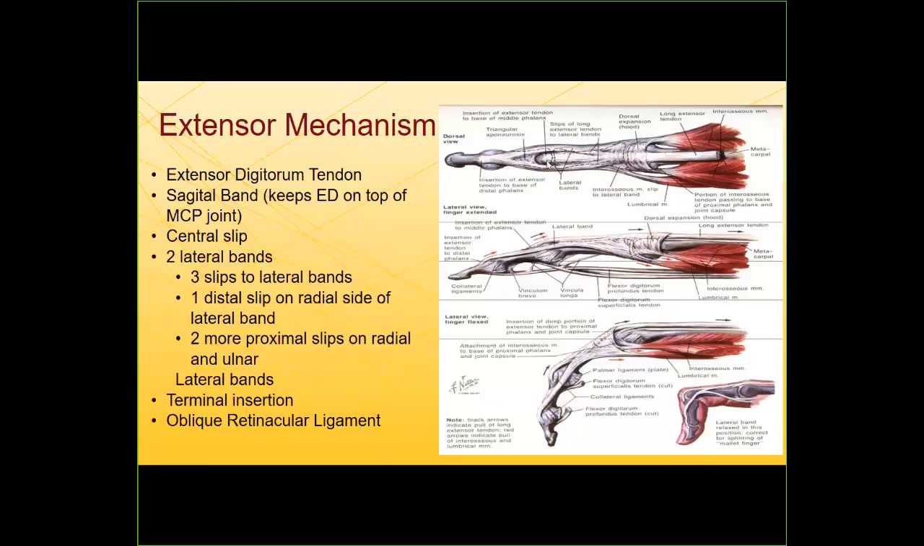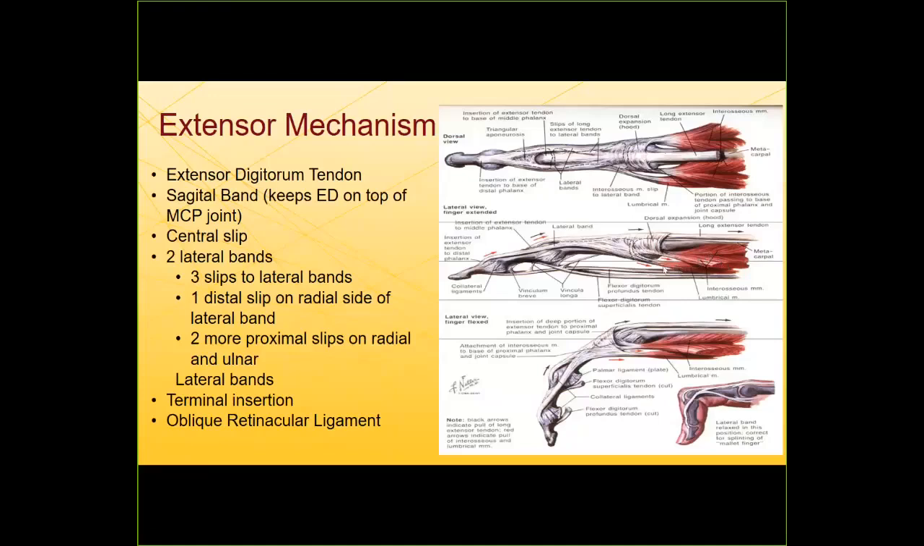The central slip, like I said, comes down and inserts on the base of the middle phalanx. And these lateral slips come in and insert on what's called the lateral bands. That's what this thing is right here. These lateral bands of the extensor mechanism are, and this is important, where the lumbricals and the interossei attach. So this is a side view that illustrates that. Here we see the interossei muscle coming in, inserting onto the lateral band right here.